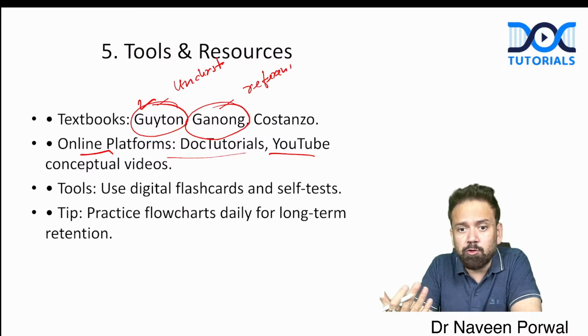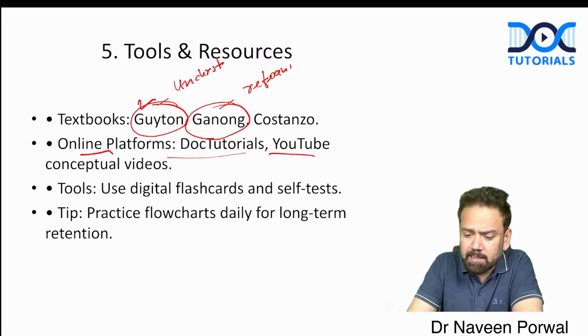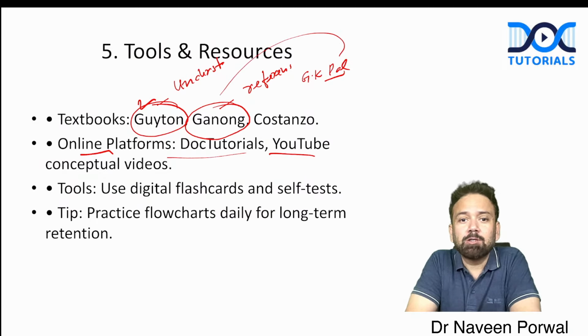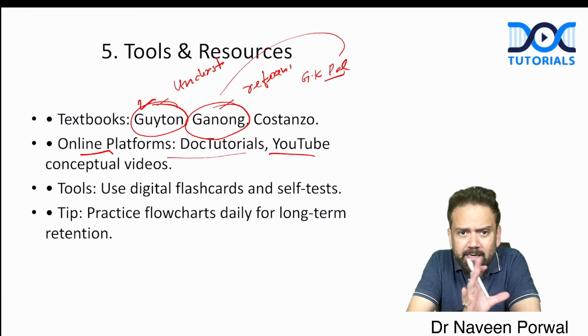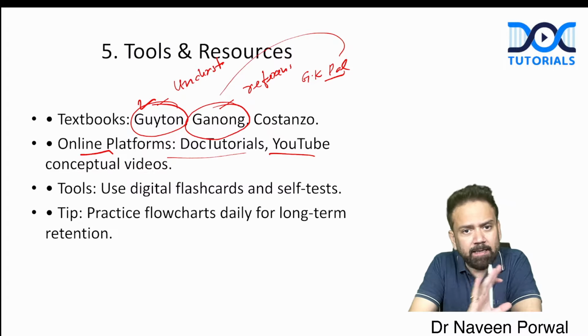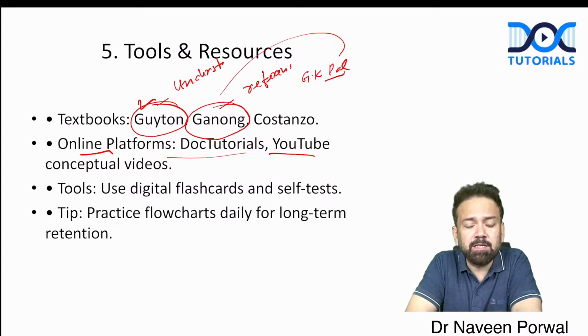But if you want to read an Indian author's book, then I always suggest GK Pal. GK Pal is a book which is based on Ganong. So the language is comparatively easier. GK Pal is the most authentic book which I have found in the Indian scenario, if you want an Indian author in easy language.